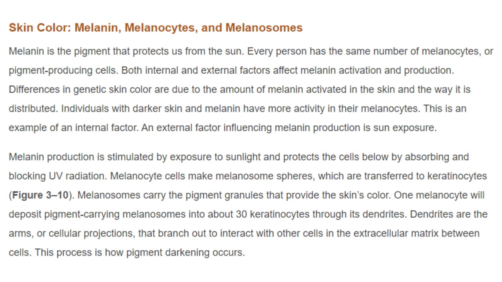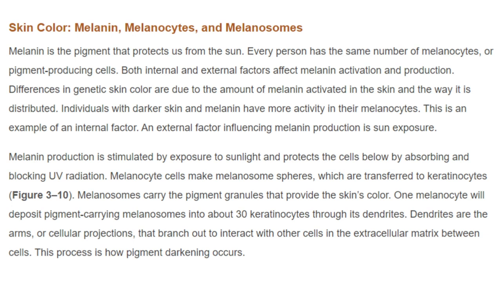Skin color, melanin, melanocytes, and melanosomes. Melanin is the pigment that protects us from the sun. Every person has the same number of melanocytes, or pigment-producing cells. Both internal and external factors affect melanin activation and production. Differences in genetic skin color are due to the amount of melanin activated in the skin and the way it is distributed. Individuals with darker skin and melanin have more activity in their melanocytes.